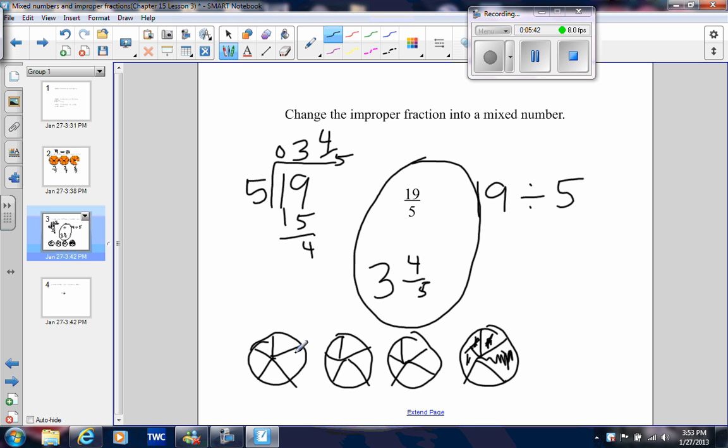And you see we have one whole thing, two whole things, three whole things, and 1, 2, 3, 4. So that's three whole things, and 4/5 for the last one. So this is an improper fraction right here, 19/5. This is the mixed number, 3 and 4/5. Here's a picture of it so you can see it. That's how we work with improper fractions and mixed numbers.